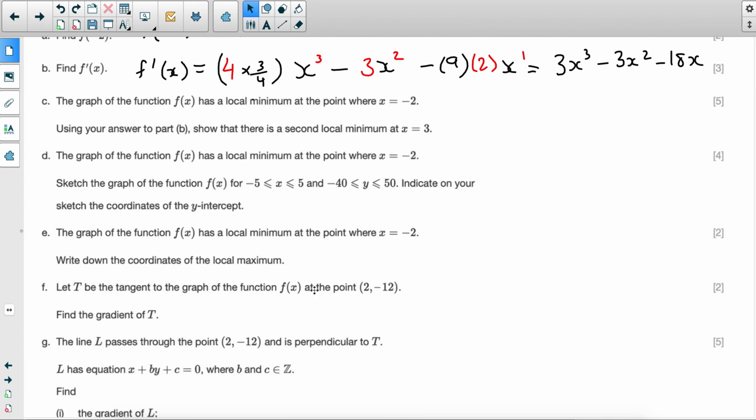So just be aware that parts C, D, and E all start with the same sentence, but this is just how I copied the question. This is not how it appears in the actual paper. But they all use the same fact that the graph of the function has a local minimum at x equals -2, sorry. So that means that if I graph it at precisely x equals -2, this is a local minimum. Now, it wants you to use your answer in part B, meaning the derivative, to show that there's a second local minimum at x equals 3.